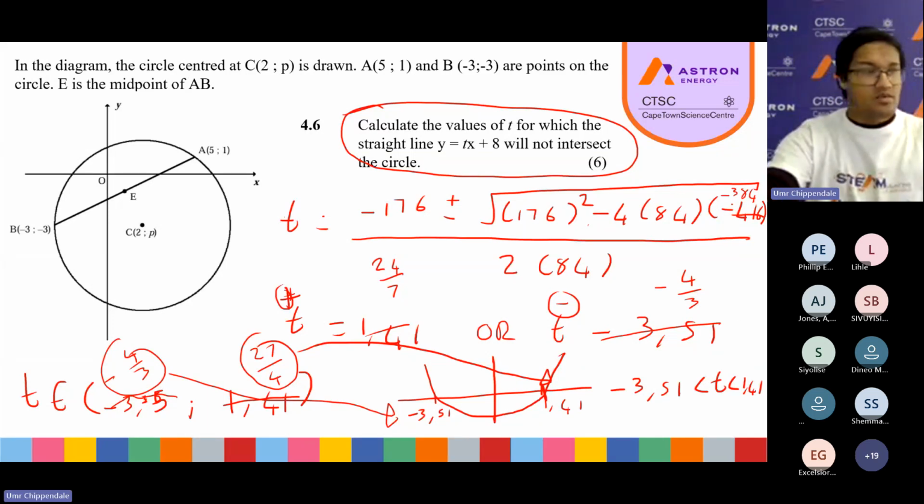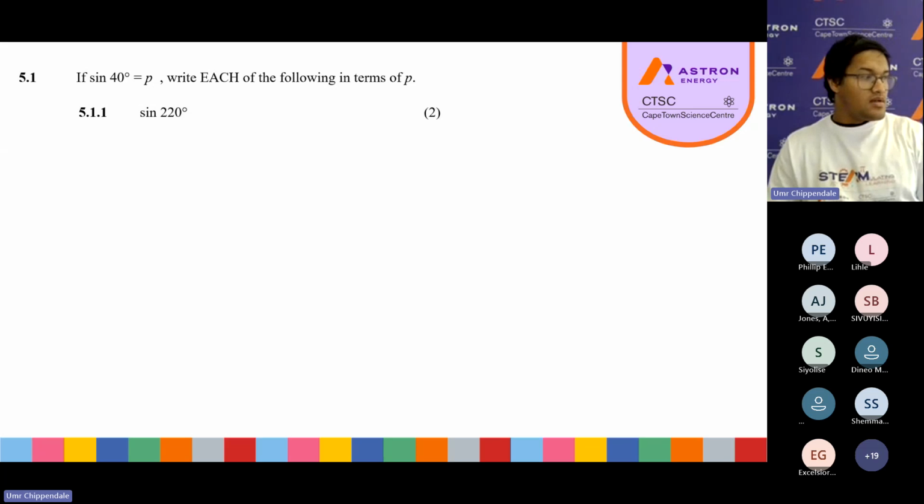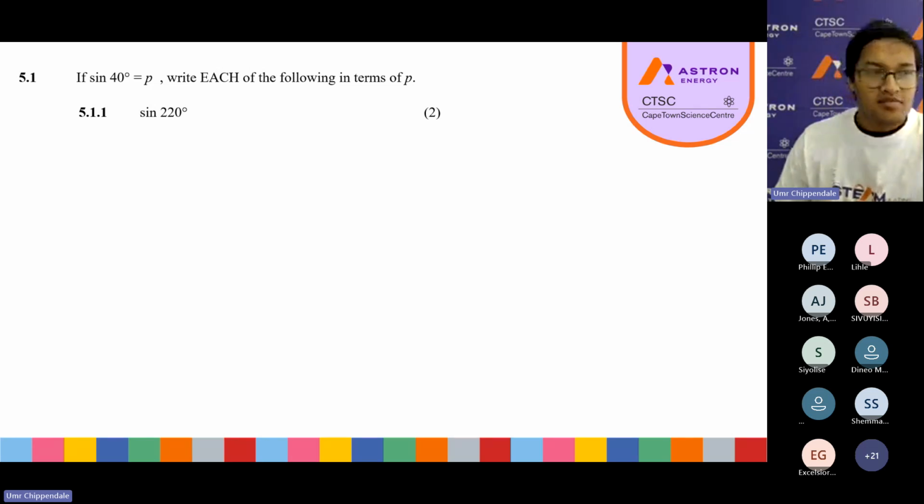The next question is going to be all about question 5, and question 5 is trigonometry. Now, the way we're going to speak about trigonometry is here, it says sine 40 degrees is equal to P. Write each of the following in terms of P.